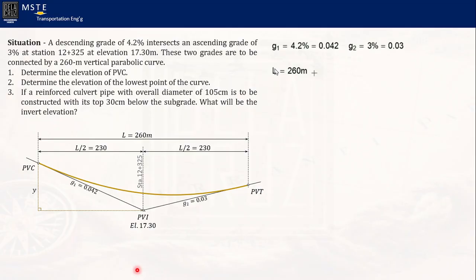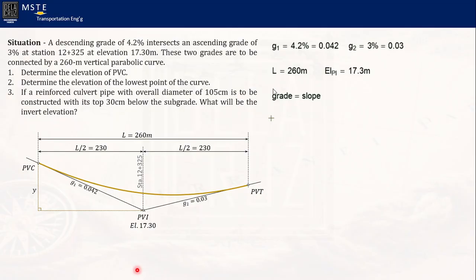And elevation of PI. Let me say elevation of PI na lang, no? We have here 17.3 meters. Okay. So, I just input the data here. Ito yung elevation ng ating PI. Ito yung ating grades, no? So, again, yung grade is equivalent to the slope. Yung grades is equivalent to the slope of the line.